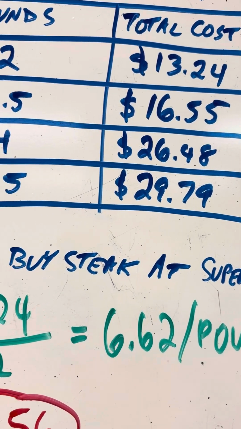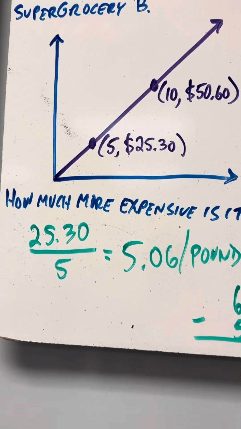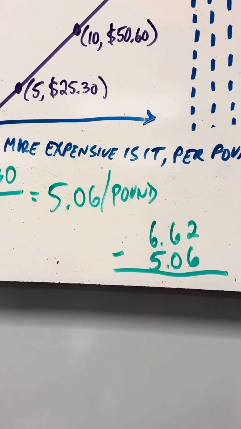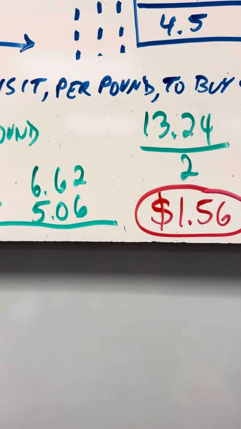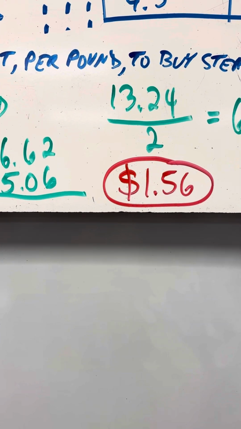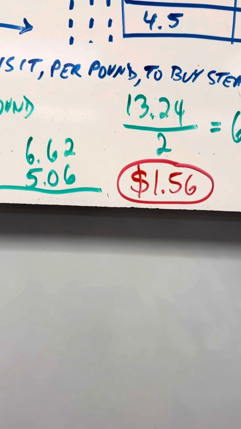So, how much more expensive is it per pound to buy steak at Super Grocery A? Subtract. 6.62 minus 5.06 gives you $1.56 per pound. Okay?